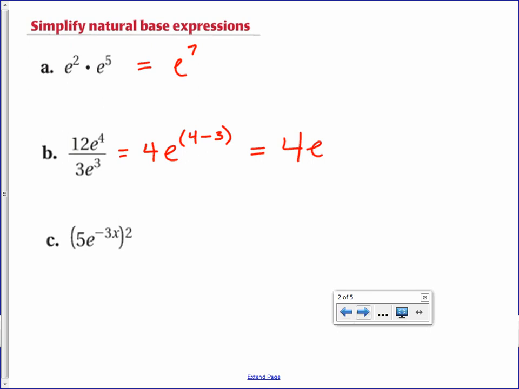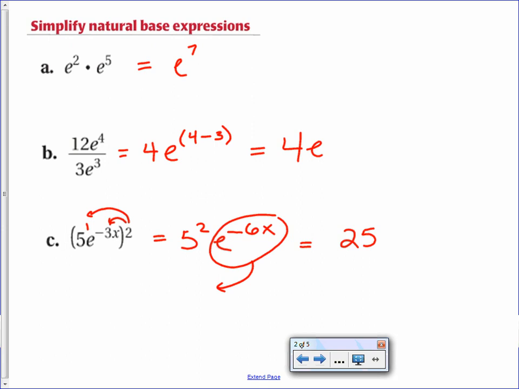Letter C, we want to bring that 2 in that's outside. But you have to remember that the 5 is not attached to that e. The 5 has its own exponent, that's a 1. So when we bring the 2 inside, it's going to become 5 to the second power. And when you bring it in, multiply it by this exponent, it'll become e to the negative 6x, right? Negative 3x times 2 is just negative 6x. Then we have to simplify this final answer. 5 to the second is 25. And this, because it has a negative exponent, needs to move to the bottom. So it'll become 25 over e to the positive 6x. And that's as simple as that gets. Let's leave it like that.